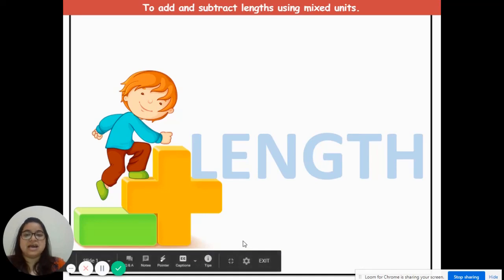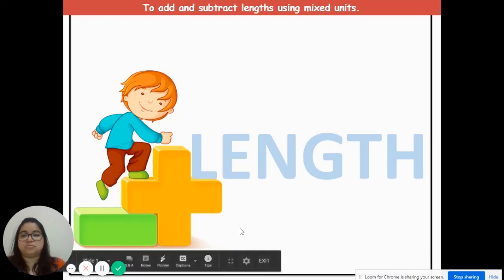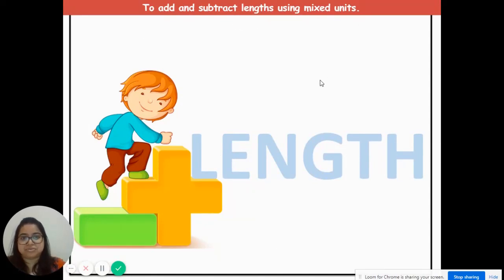Hello, children. Our lesson for today is on addition and subtraction of length. Our objective is to add and subtract lengths using mixed units. Now, what are mixed units?